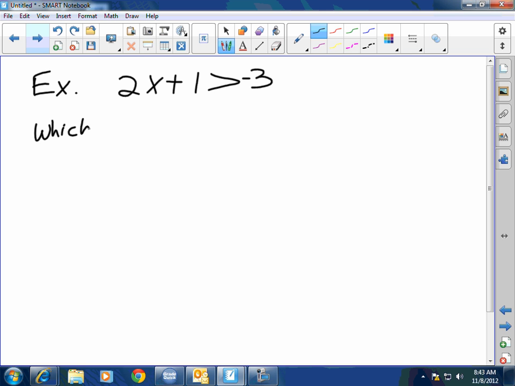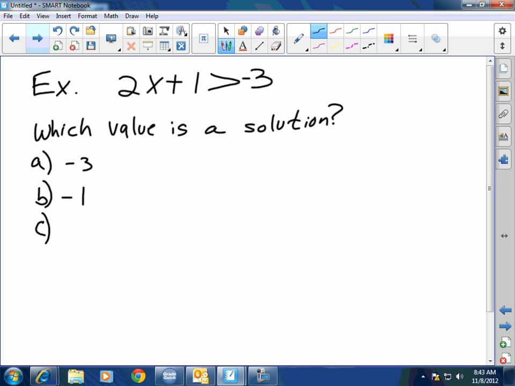Which value is a solution? And they'll give you something like negative 3, negative 1, let's say 5, and let's say 0. They want you to replace the x value with these and see if it's a true statement or not. So we are evaluating, plugging in.